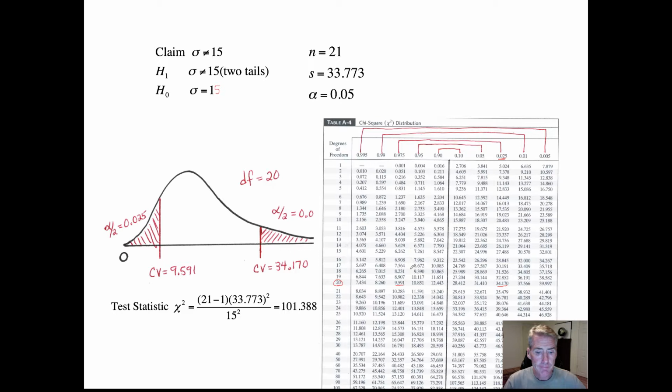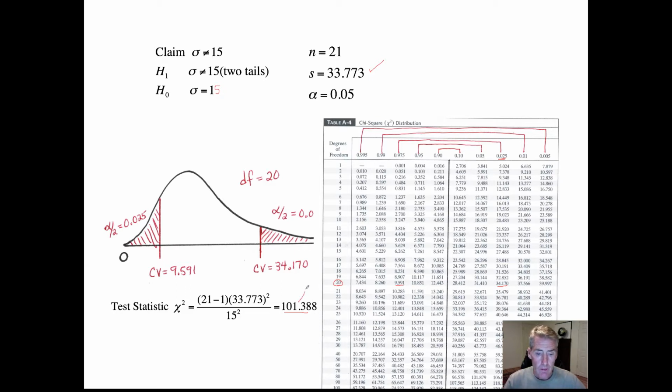Okay, thank you. Next up, the little formula. Unfortunately, this one is not in the calculator. You do need to calculate it yourself. But thank goodness it's just a little formula. So right here is degrees of freedom. This is the S that's coming from the sample information. And then 15 is the number that comes from the claim. Pop that into a calculator and it says that it's going to be 101.388.